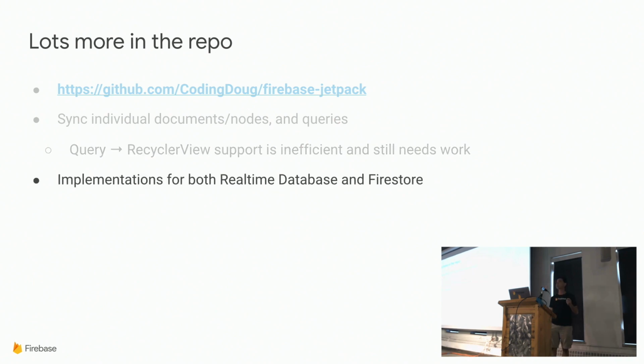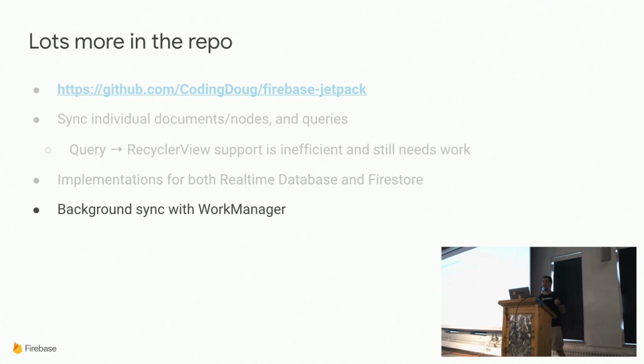Like I said, there's implementations for both real-time database and Firestore. You can use them both side by side. You can migrate from one to the other. Doesn't matter. They both work exactly the same, except Firestore has better abstractions for changing data than real-time database. I'll just mention that. There's also ways to do background sync with Work Manager. I wanted to do another 20 minutes on this talk just about Work Manager, but if you want to, say, ping your app and say, hey, go fetch something from Firestore or real-time database proactively, you can do that with Work Manager.